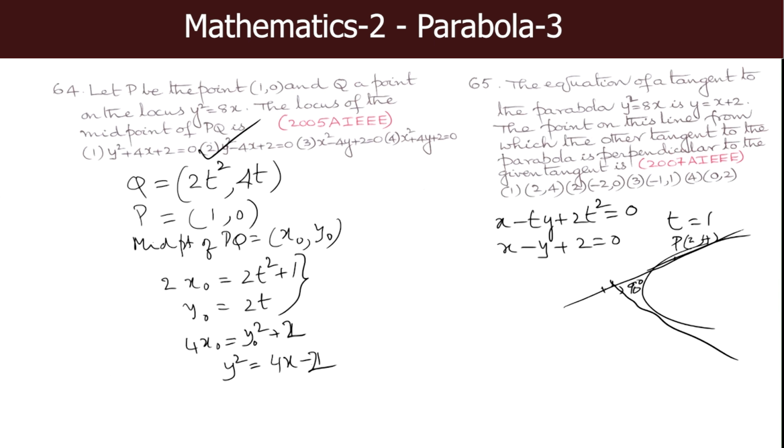Well, you see, perpendicular tangents always meet on the directrix. When these two tangents are perpendicular, this must be the directrix. Is it okay? And what is the directrix of the parabola? The directrix of the parabola is x equal to minus a, which is minus 2. And therefore, the x coordinate of this point must be minus 2. When the x coordinate is minus 2, the y coordinate is 0. So, it is (-2, 0). Okay.